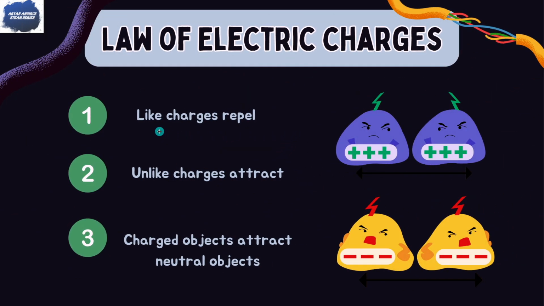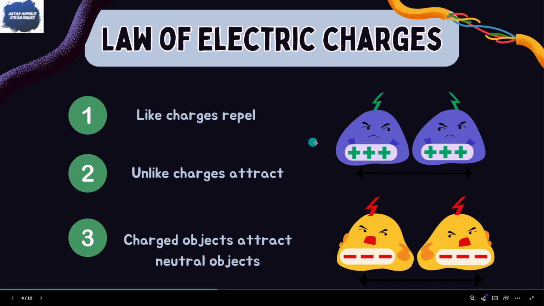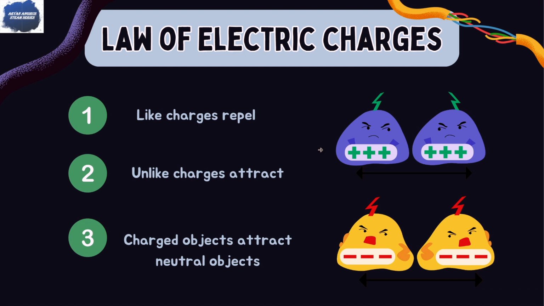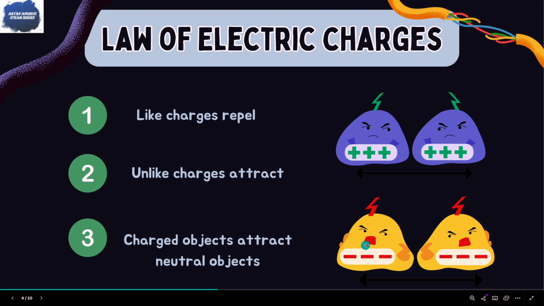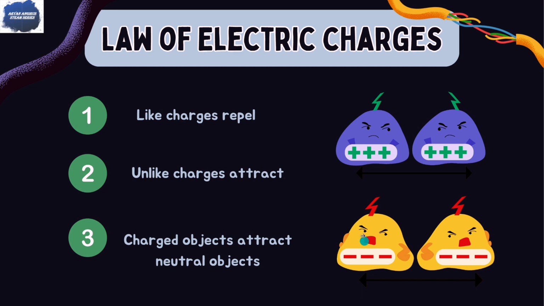Law of electric charge. Like charges repel, unlike charges attract, and charged objects attract neutral objects. So like charges, meaning a positive and a positive object, will repel each other, like this example right here. A negative and a negative object will also repel each other. But if it's a positive object and a negative object, these guys will attract each other. And the charged object, like a negative or a positive, will attract any neutral object.